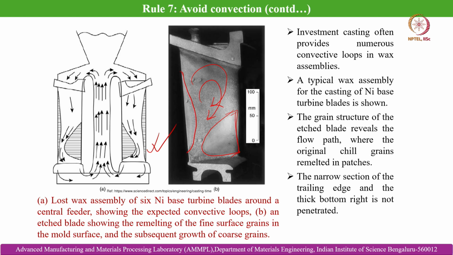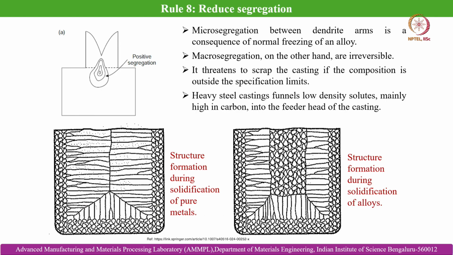So, what we can do over here is design the die in such a manner that there is minimum backflow and preferential flow, with no reverse flow. If we can eliminate that, then we can also eliminate the damage and the compositional differences that originate due to convection. So now we will go to rule 8.